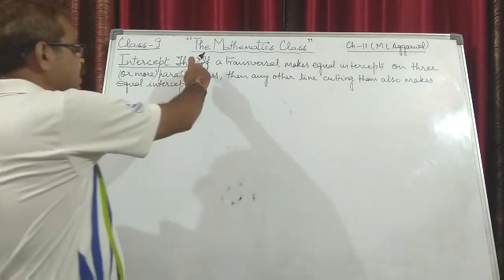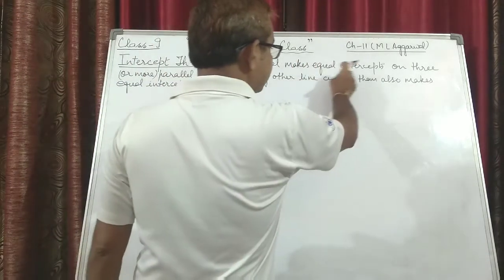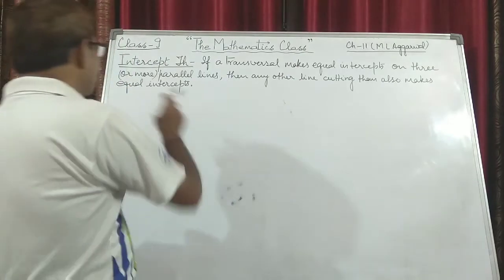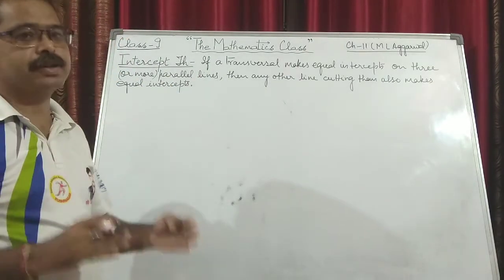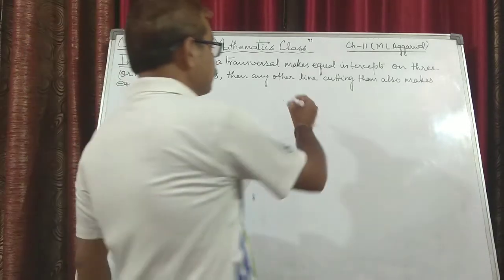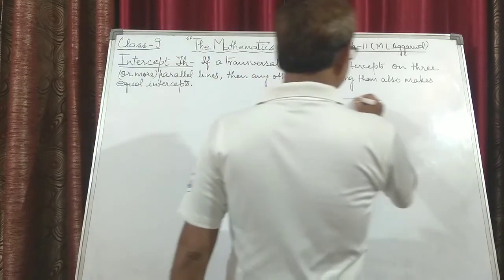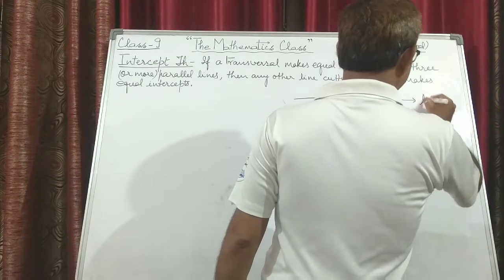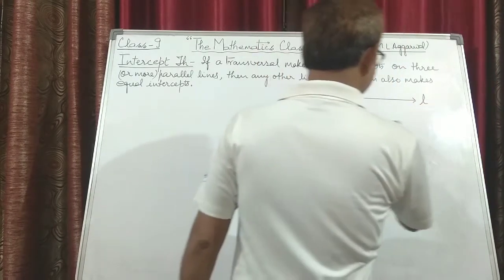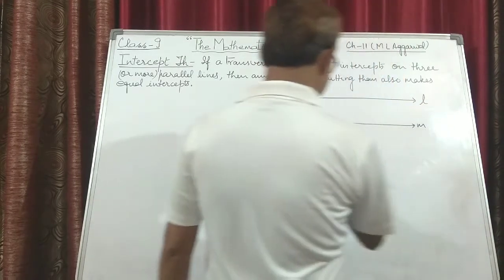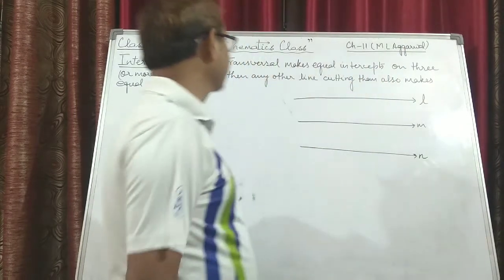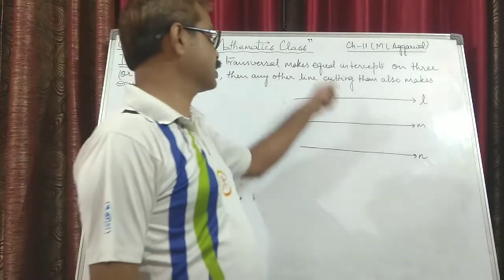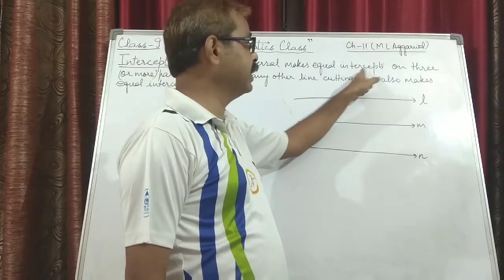So the statement is, if a transversal makes equal intercepts on 3 or more parallel lines, it means what is given? At least 3 parallel lines are given. So I am making 3 parallel lines. This line L, M and N. 3 parallel lines are given. If a transversal makes equal intercepts.